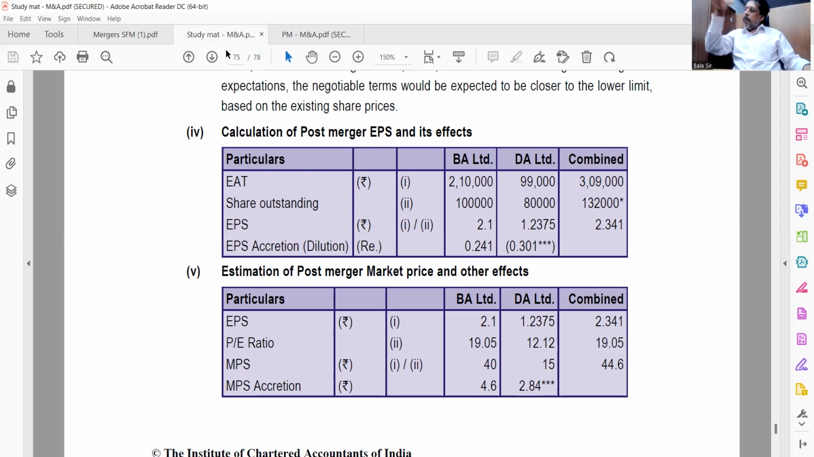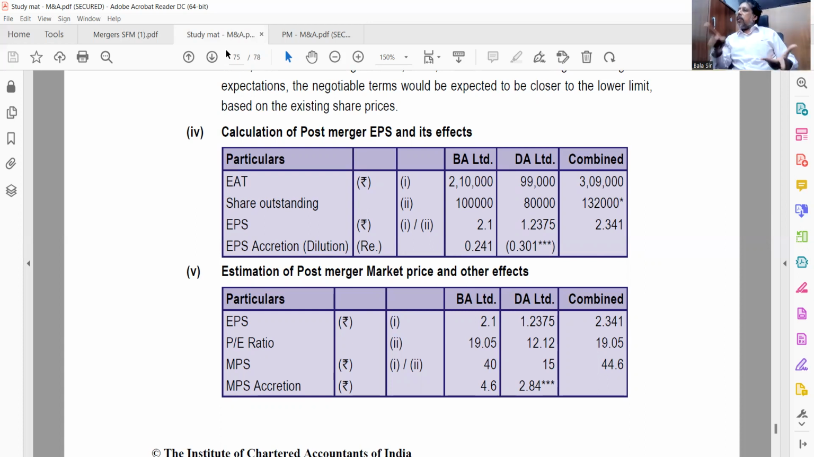After I take over your company, the total number of shares in my company: 1 lakh shares are still held by my shareholders, no doubt. I'm going to give another 32,000 shares, issued by me, to you people. In all, there will be 1 lakh and 32,000 shares in BA Limited after takeover of DA, right? 1 lakh and 32,000 shares.